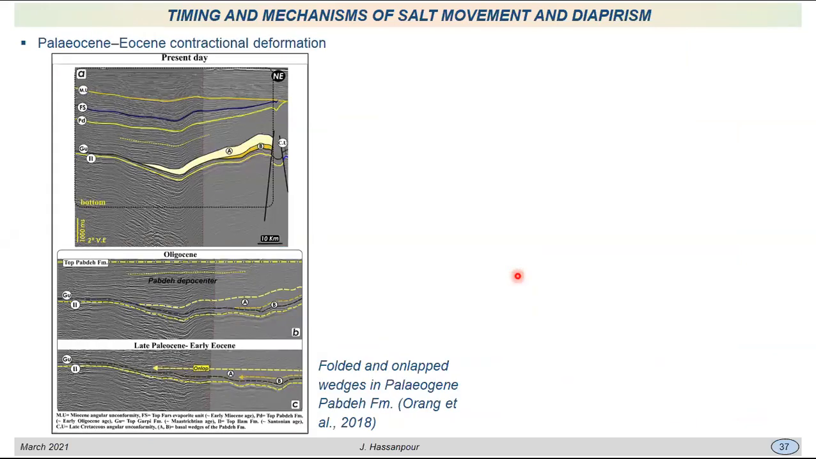So the contractional deformation responsible for the extrusion of the evaporites in the Paleogene is constrained by two lines of evidence, including, firstly, in the study area, folded and onlapped wedges in the Paleogene pre-deformation, as you can see in these seismic lines. So these folded and onlapped wedges show that there was a contractional deformation affecting this part of the basin.